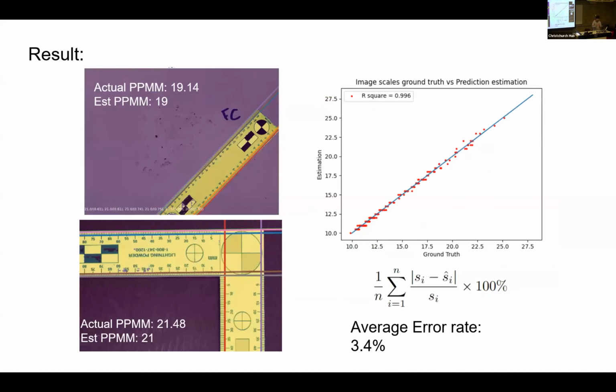Yeah, so here's some results. We can see that we have the actual pixels per millimeter and the estimated pixels per millimeter. We can see that there's still a little bit of error, but it might be in an acceptable range. And the plot on the side shows the ground truth on the x-axis and the estimation on the y-axis, applied to all the data set we have. And you can see they're aligned to the 45-degree line, not too bad. So we're still doing some not horrible work, and the average error here is about 3-4%.